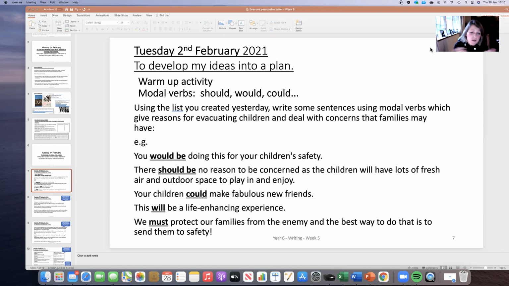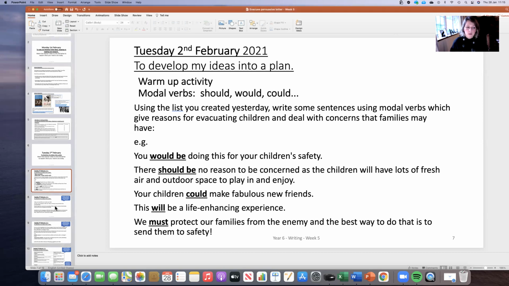There should be no reason to be concerned, as the children will have lots of fresh air and space to play and enjoy. So maybe you put as your second key reason about their health. So maybe the two messages you put were about safety and health. Bit of a tip there. So that's a little warm-up exercise. Get you familiar with, again, or re-familiarise yourself with modal verbs.